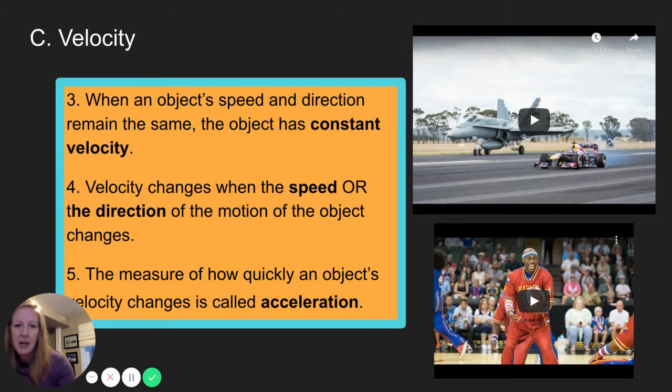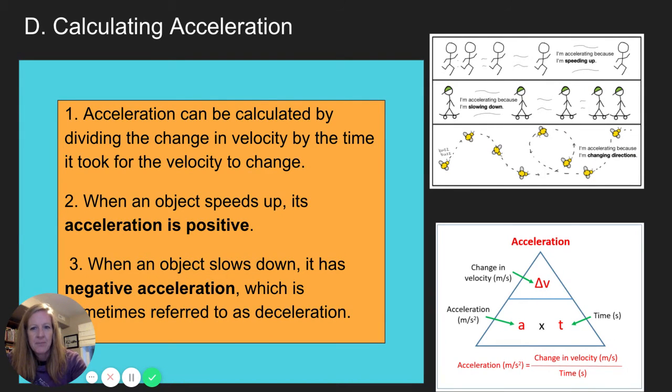And then a measure of how quickly an object's velocity changes is called acceleration. That's a word that we're pretty familiar with. Usually a common way of describing it would be going faster. Acceleration can be calculated by dividing the change in velocity by the time it took for the velocity to change. That's a little complicated. Change in velocity is fancy for the difference in velocity, where you take your final minus your initial velocity, and then divide by the time it took for the velocity to change.